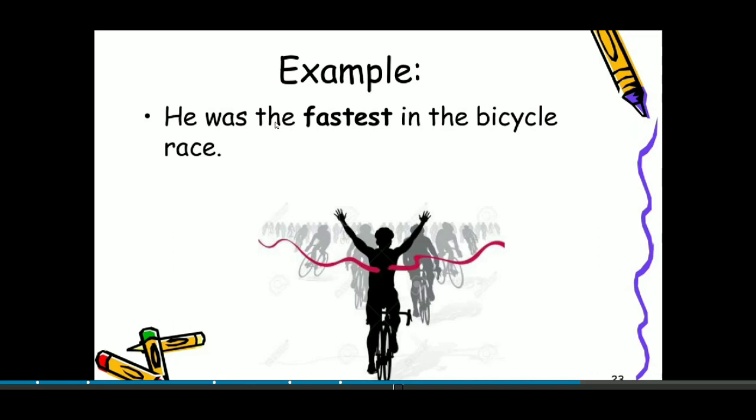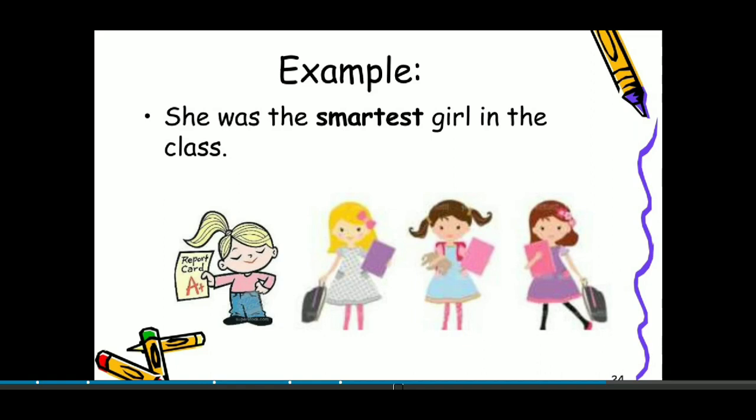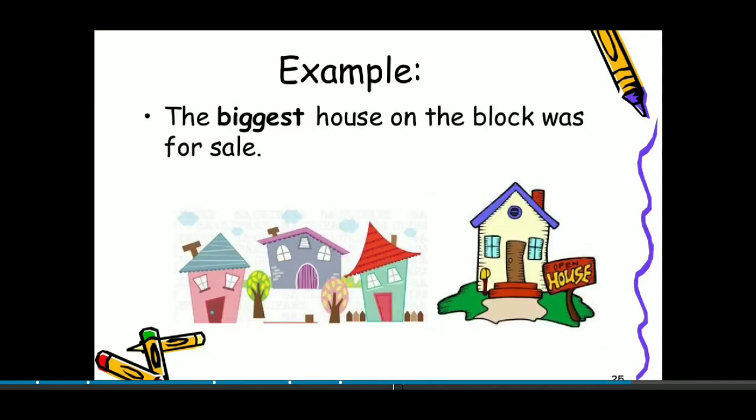Always remember, for the superlative degree, the article "the" is always used before the superlative form of the adjective. That is a rule. We cannot say "He was fastest"; we say "He was the fastest in the bicycle race." She was the smartest girl in the class. There are many girls, but comparing to all, she is the smartest, so nobody can compete with her. That is the meaning of superlative: among many, one is the most.